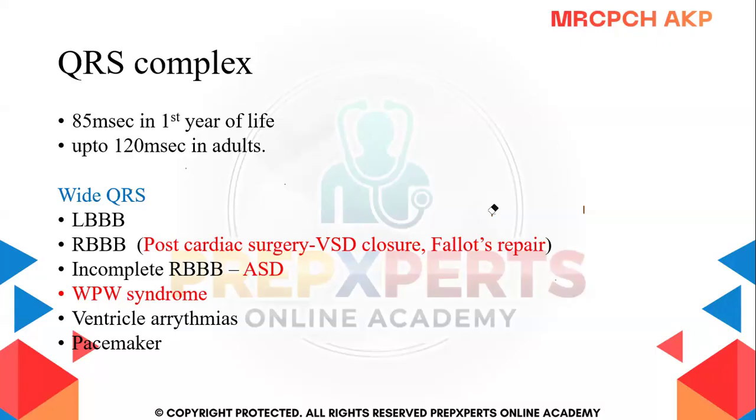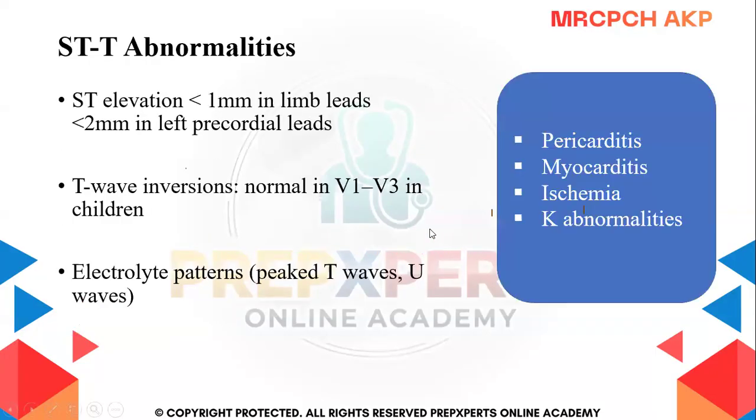Okay. So yes, an incomplete right bundle branch block is common with ASD, WPW syndrome, and ventricular arrhythmias, and whenever a pacemaker is attached. So these are the few conditions for the QRS complex.